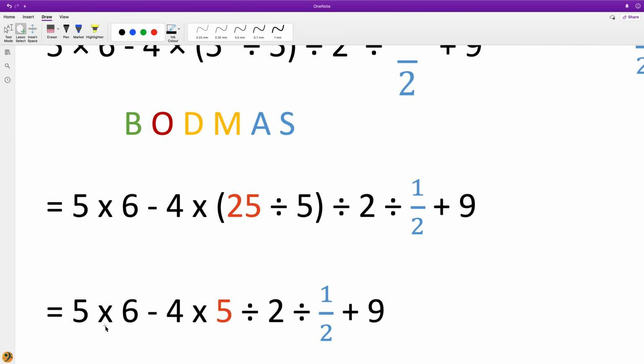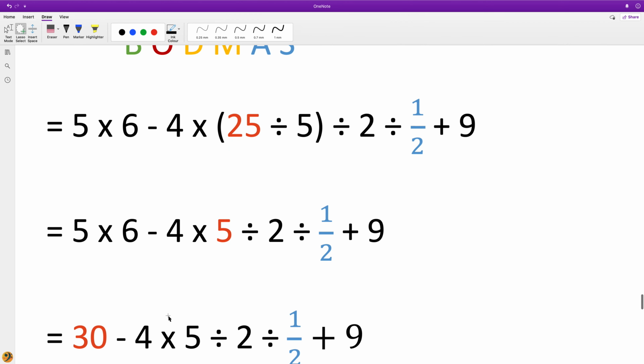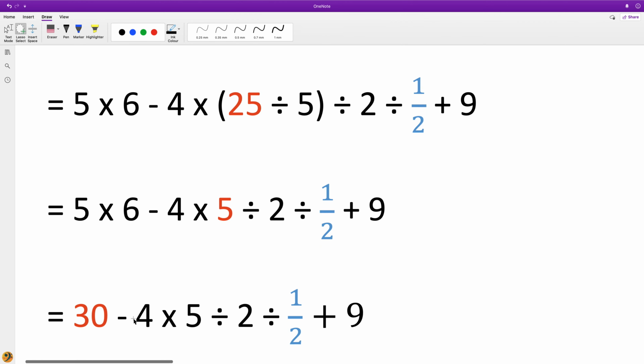So the next step will be to evaluate this part here, 5 multiplied by 6. All right, so the next line of working out, scroll down, becomes this here. So we now have 30, which is 5 times 6. And then we just write out the rest of the operation. Don't try and work out multiple stages and multiple parts as you go. Just do one thing at a time. So then we write out the rest of it. It's 30 minus 4 multiplied by 5 divided by 2 divided by a half plus 9.